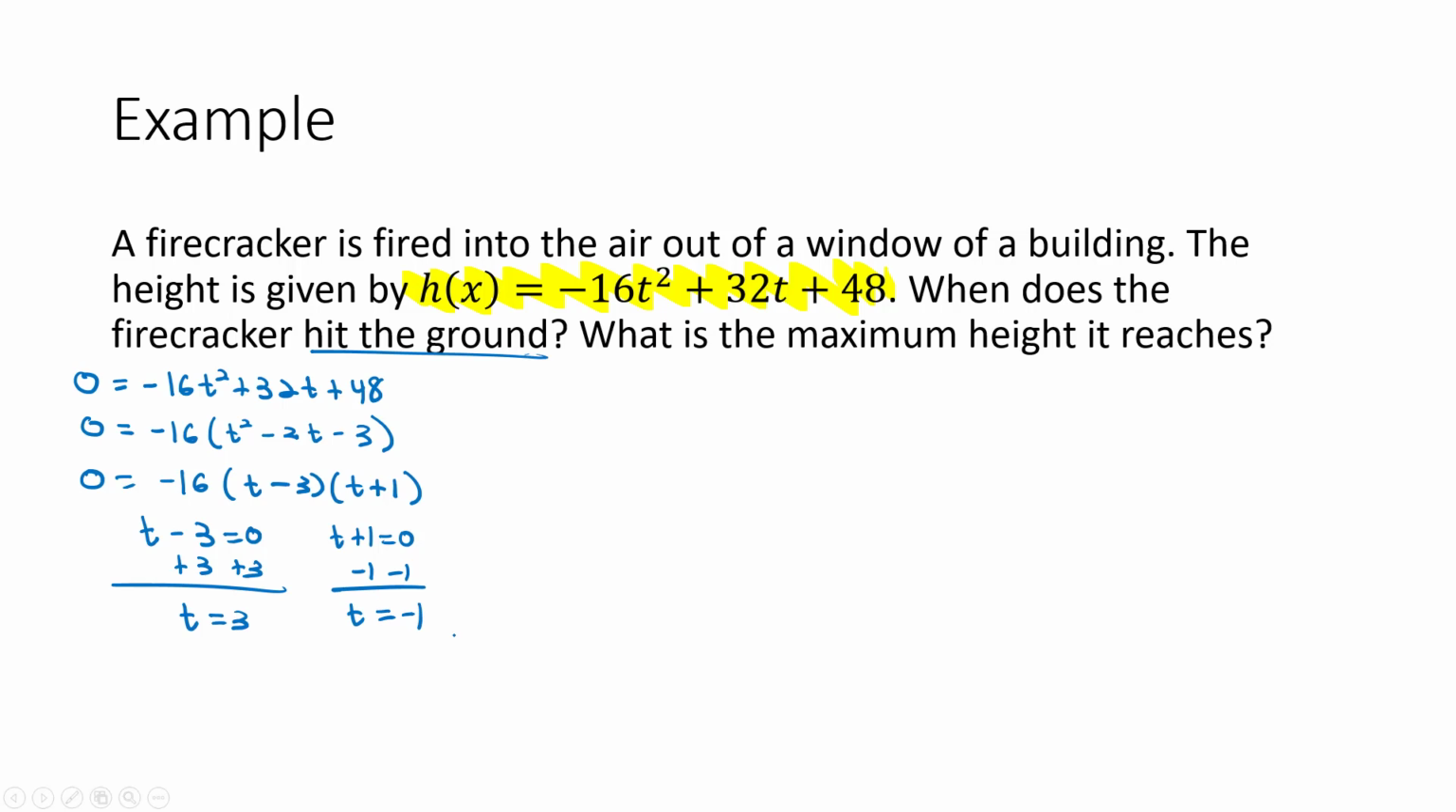Well, it doesn't make any sense to say that at negative 1 seconds, a second before it was thrown out, it's at the ground. That negative 1 is a false solution. We have to be careful of those negatives when we're talking about applications. But it would make sense to say, hey, after 3 seconds, that firecracker has been shot into the air and landed on the ground some distance away. So now we know how long that firecracker was in the air.